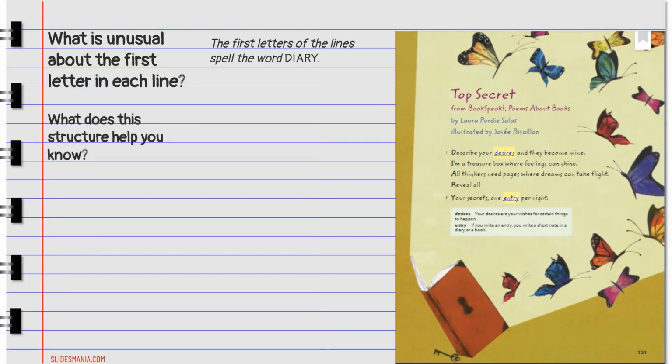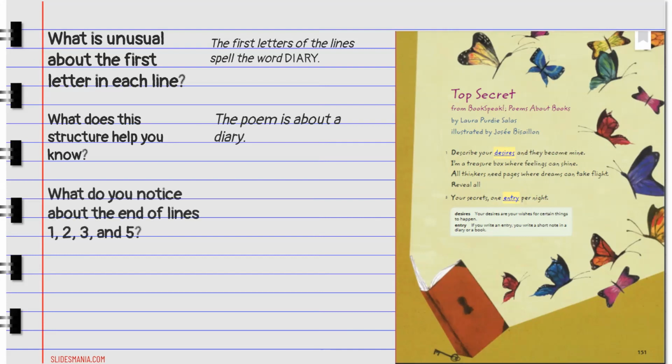What does the structure help you know? It helps you know that this poem is about a diary. And what do you notice about lines 1, 2, 3, and 5? Well, look here. This is 1, 2, 3, and that's 5. All of those lines have rhyming words. The word mine and shine rhyme, and the words flight and night rhyme.